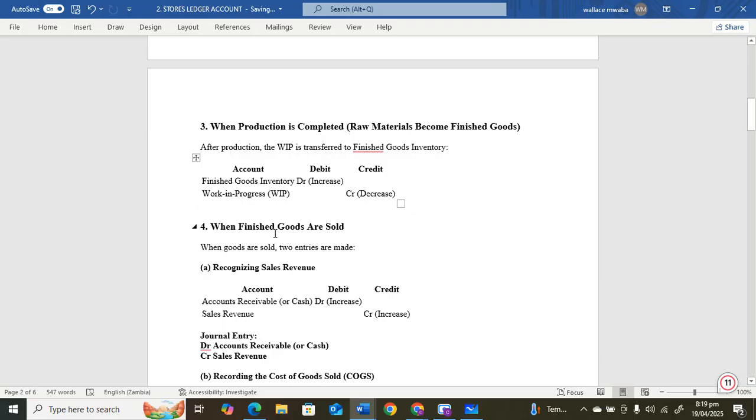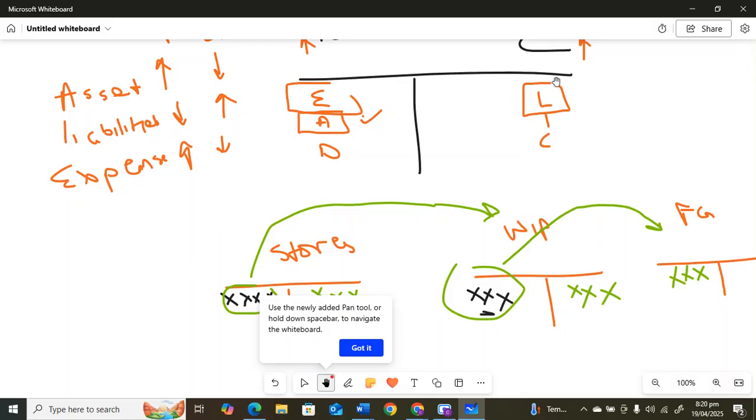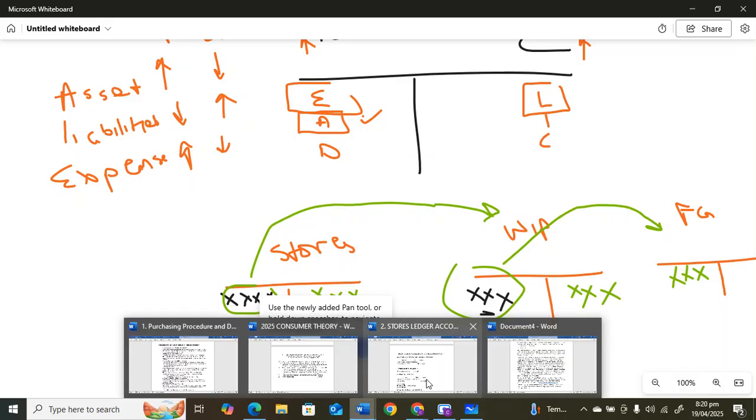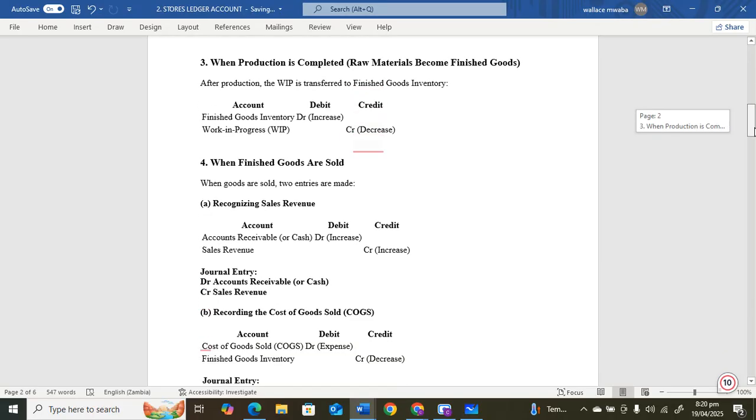When finished goods are sold, remember money is coming into your pocket. So you debit cash. Cash is an asset. Increase in an asset, you debit. Then you credit sales revenue. Remember, according to entry rules, sales revenue increases with credit. Revenue is part of income. So you've got in cash and your revenue has increased. That's when you have sold goods.